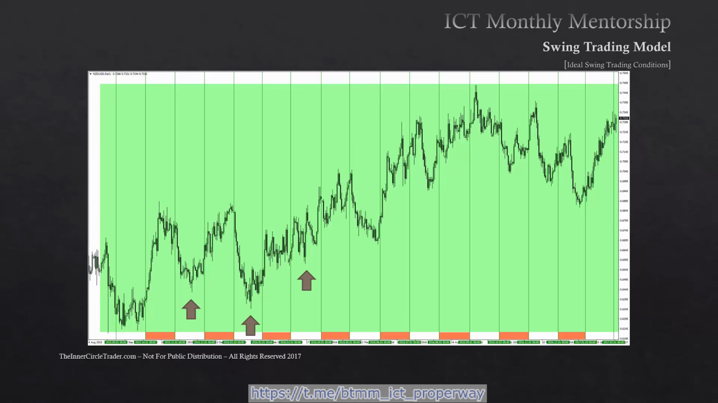Price rallied here. It rallied here. It rallied at this point, and it gave a buying opportunity there. It gave a buying opportunity at that low and at that low as well.